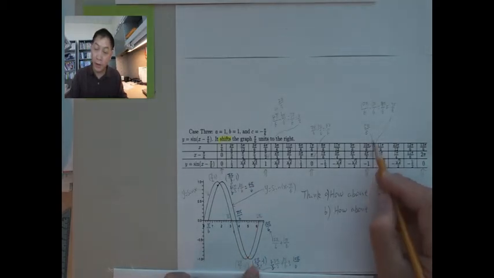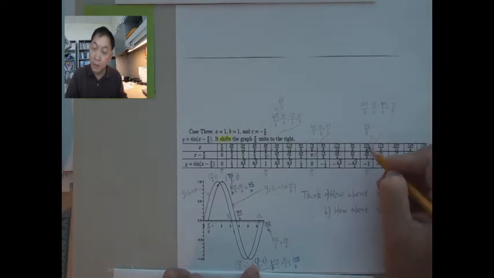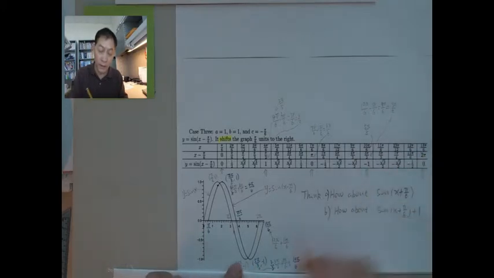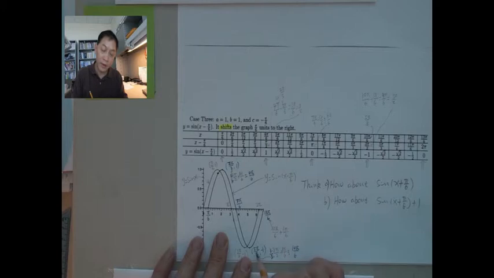Again, 10 pi over 6 is 5 pi over 3. So sine of 3 pi over 2 is negative 1. X is 5 pi over 3, you got y is negative 1. That's exactly the point down here. 5 pi over 3, you have a negative 1.